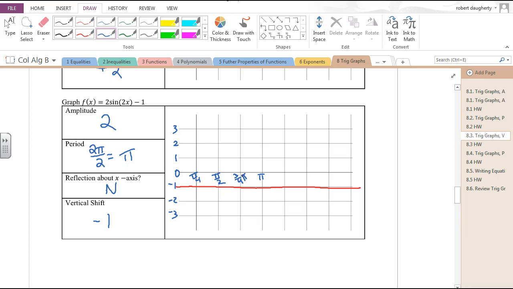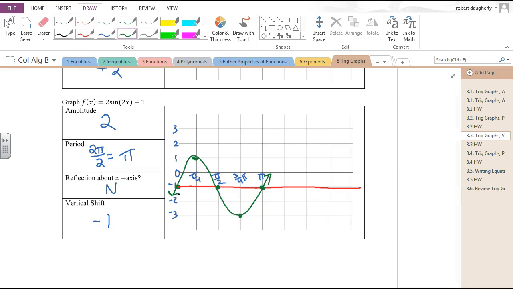So the sine function starts where? What value starts a sine graph? Am I hearing 0? So it starts at 0. This is where my axis is. It ends at where? 0. Halfway in between is 0. Okay. Normally it goes up 1. What happens when the amplitude is 2? It goes up 2, and then here it goes down 2. So that's 2 sine 2x minus 1, okay?